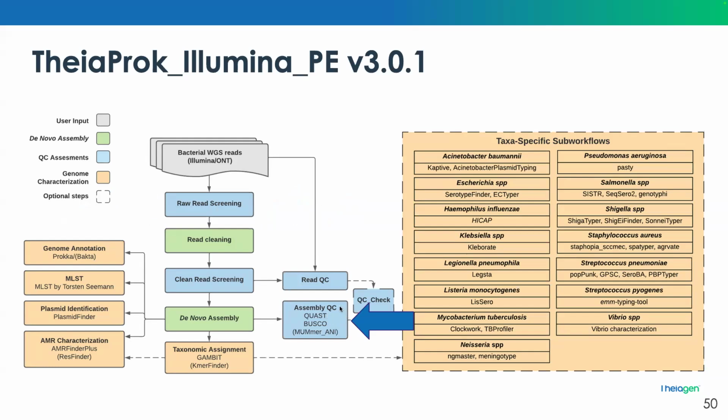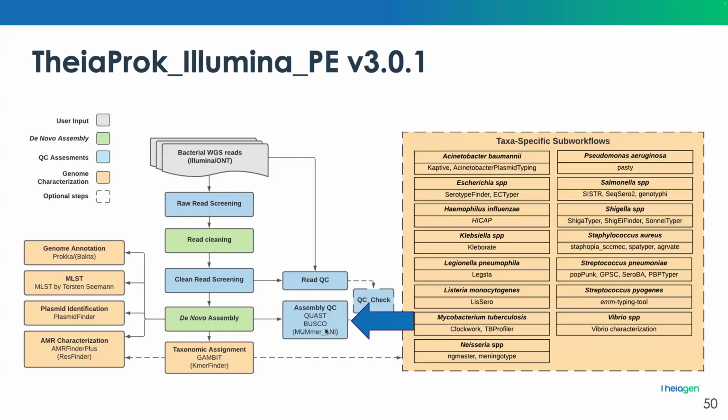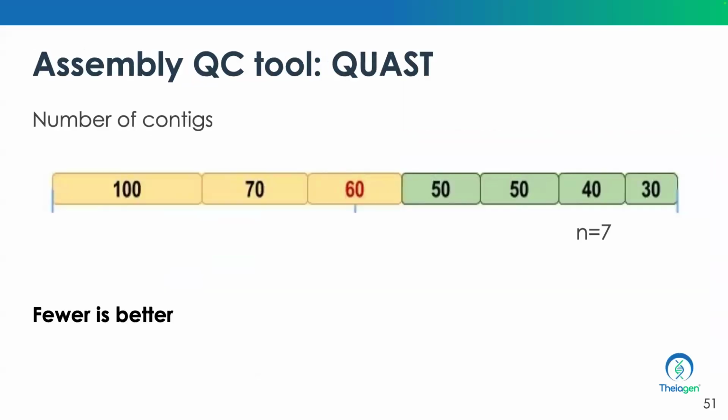Again, you'll notice that TheiaProk is quite heavy on QC because the workflow is used a lot for outbreak investigation. They just want to ensure that the data that you use for eventual taxonomic assignment or genomic characterization is quite good. So, as I mentioned, the tools that are used here include QUAST, BUSCO. We also have MASH and ANI for assessing the quality of the reads here.